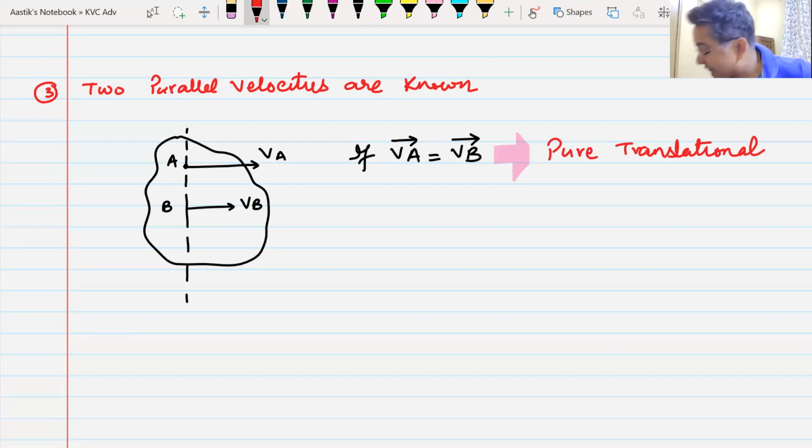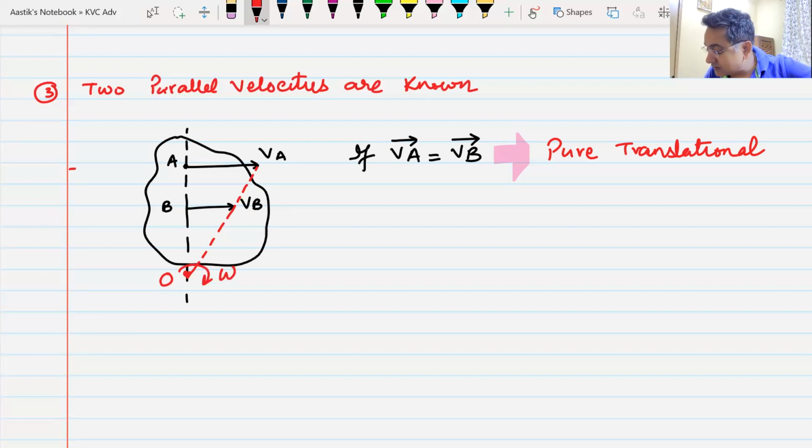But if they are not equal, like this, parallel but not equal, we can locate the instantaneous center of rotation. So again, I have drawn a line, and then I can geometrically also find out this point O. And this would be your instantaneous center of rotation. Do we understand this? Geometrically, it is very easy to understand. The body would be rotating like this with an angular velocity of omega.